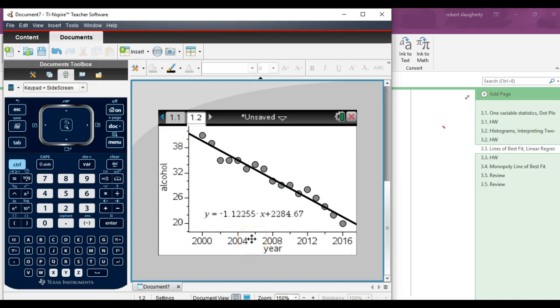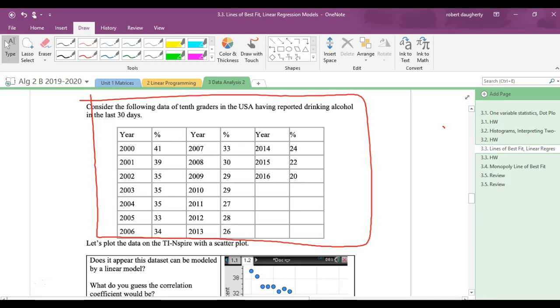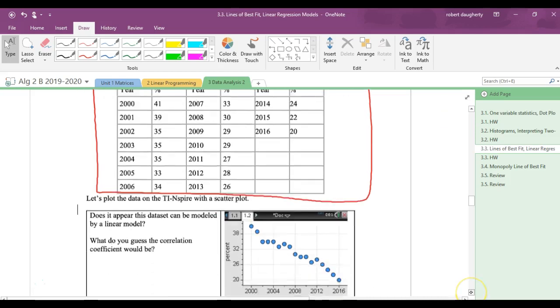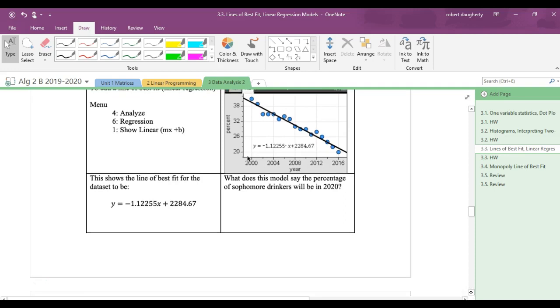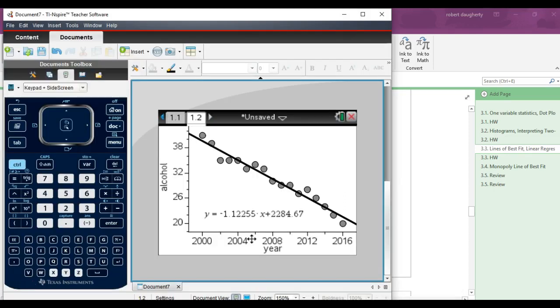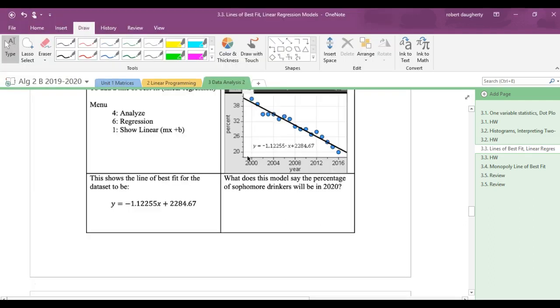So negative 1.12255. If I look at this, the line of best fit is negative 1.12255 x plus 2284.67, which is what you see here. So this is your line of best fit. Okay, and let's just see what else I'd ask you about this particular data set.